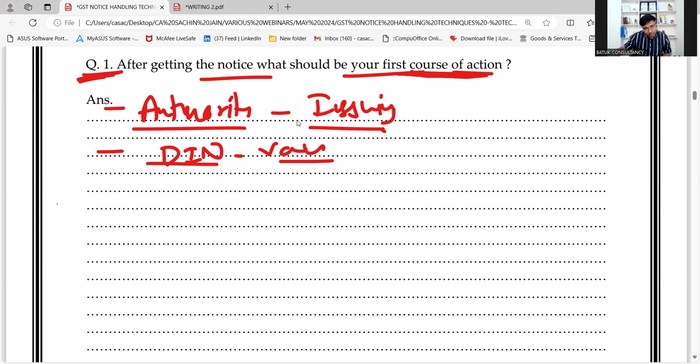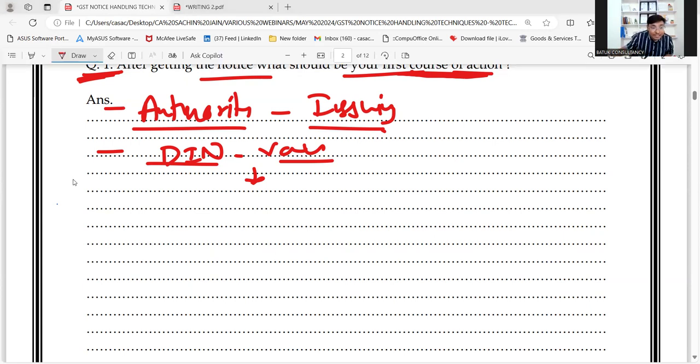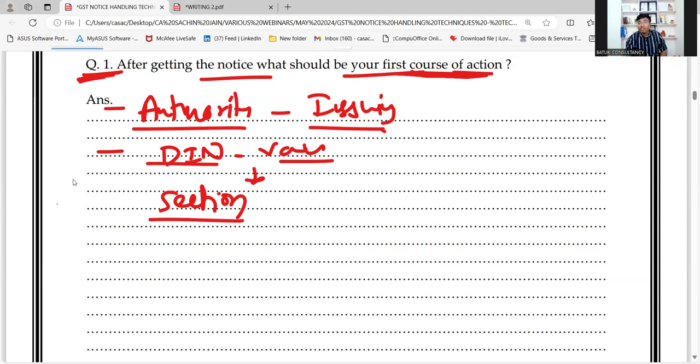Then, sir, you have checked this particular authority, that this is the authority who issued the notice, and the DIN number is valid. Then we'll check the section, under which section this specific notice has been issued, because when you identify that particular section, you will be in a position to prepare the reply.